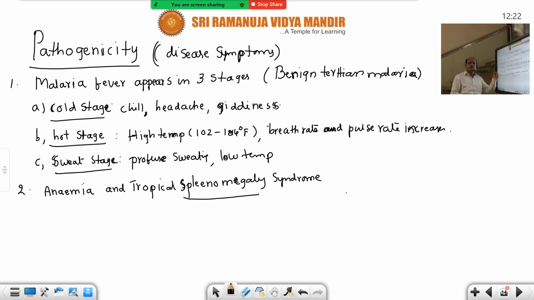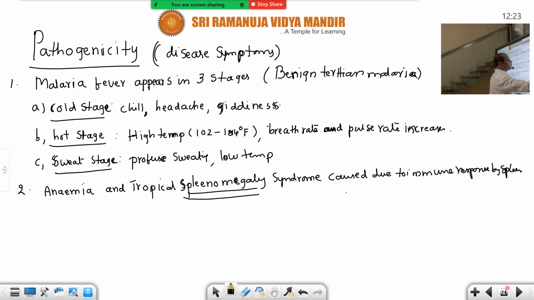So the spleen gives an exaggerated immune response, an over immune response. That over immune response leads to the enlargement of the spleen. That's why that condition is referred to as splenomegaly syndrome. So anemia and tropical splenomegaly syndrome are caused due to the immune response by the spleen. And another, last and final symptom.